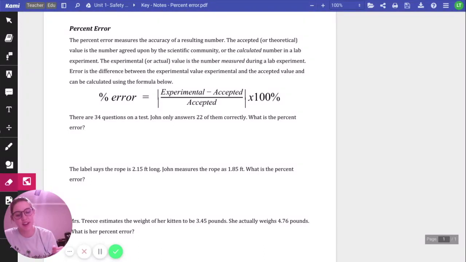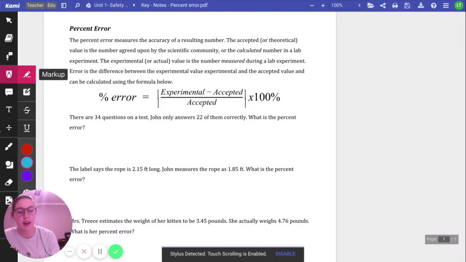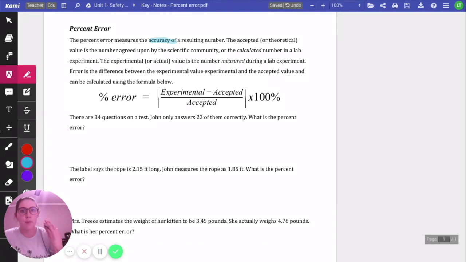Okay, so percent error basically tells us how accurate our answer is, or the accuracy of what we got in lab. Basically, we need two values. We need our accepted value and our experimental. So accepted is sometimes also called our theoretical value. And this is the real, like what it should be value.